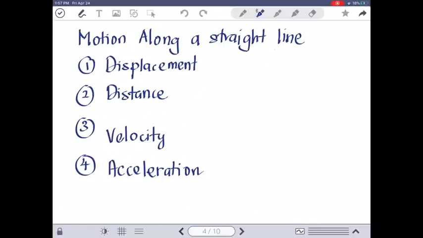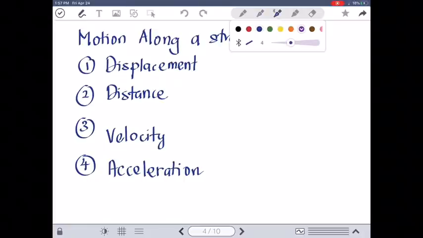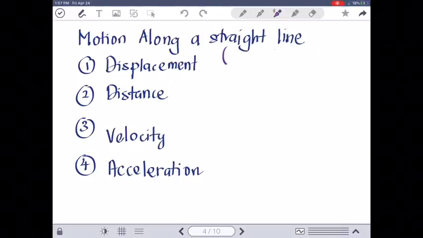Today we are going to have a look at the chapter motion along the straight line, and in IGCSE this chapter is known as Kinematics. Okay. So there are a few things that we are going to talk about in this chapter, which is displacement, distance, velocity, and acceleration.